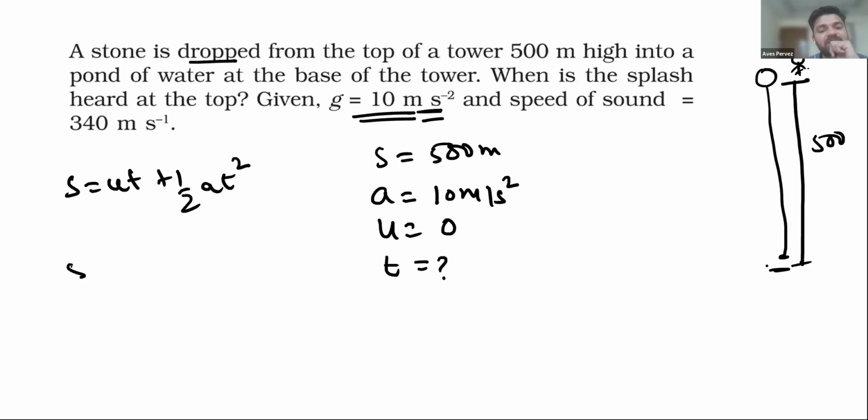Now put in the values. S is 500. U is 0 into T, T you need to calculate, plus half into 10. Because the stone is dropped, the speed is continuously increasing, so it will be taken as positive. If the stone is thrown upward, the speed continuously decreases. In that case, we will take minus 10 as the value of G. You have to keep this in mind. So what will you write here? Tell me.